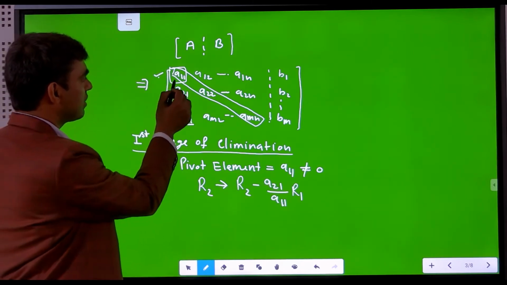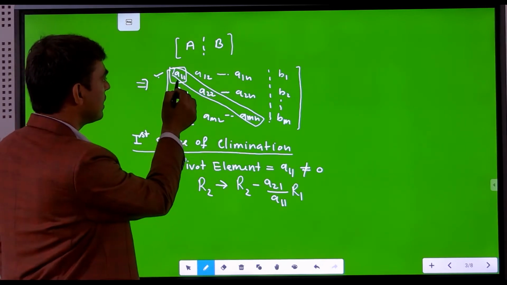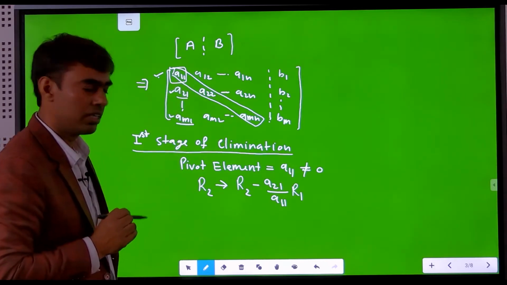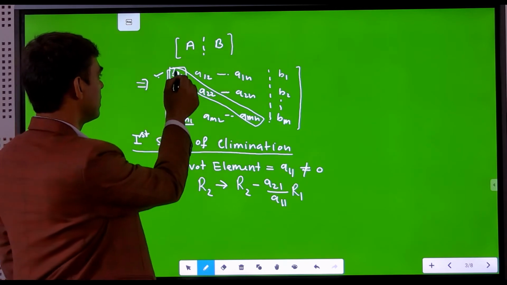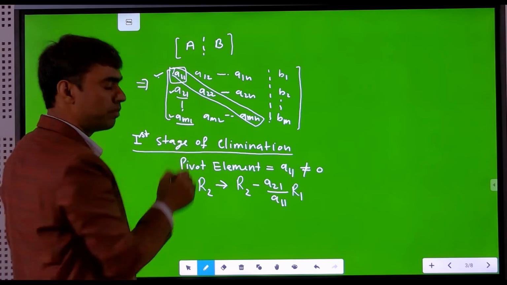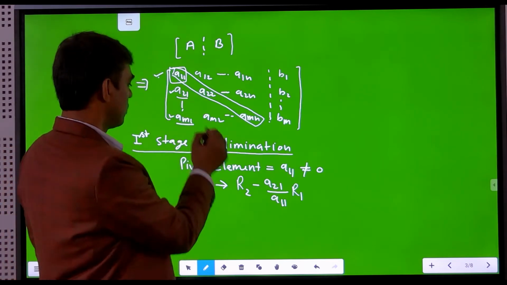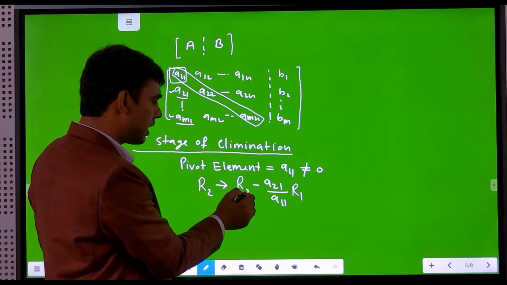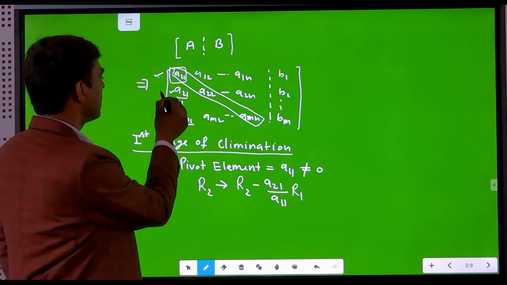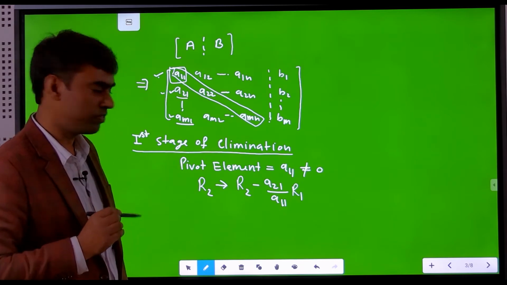It means first we divide the first row by A11. If we divide the first row by A11, then the pivot element becomes 1. If the pivot element becomes 1, meaning A11 becomes 1, then we multiply by A21, and this becomes A21. So, if we perform this operation R2 minus A21 upon A11 R1, then this element becomes 0, meaning in the first column, the second element becomes 0.